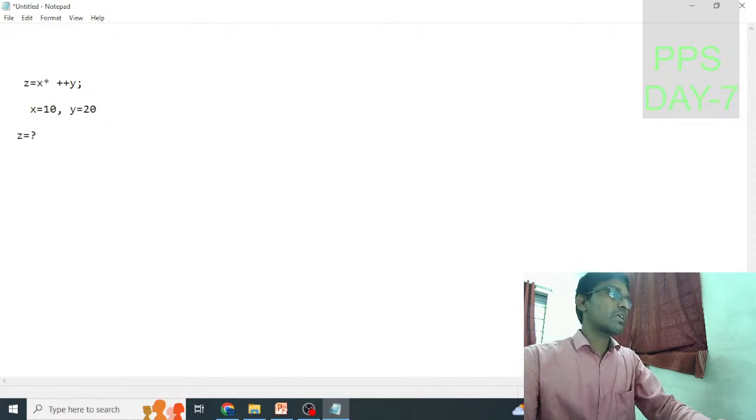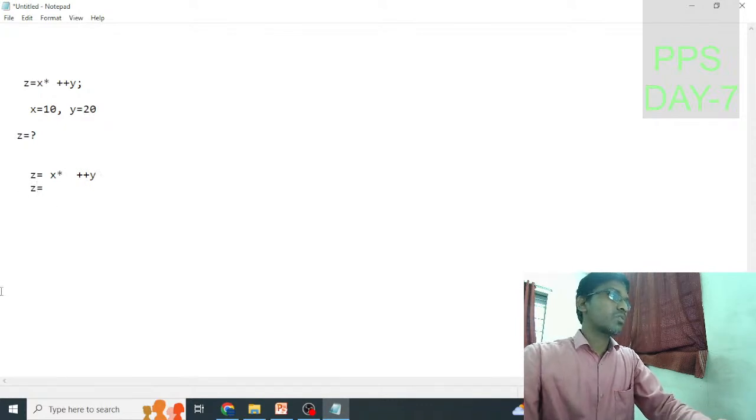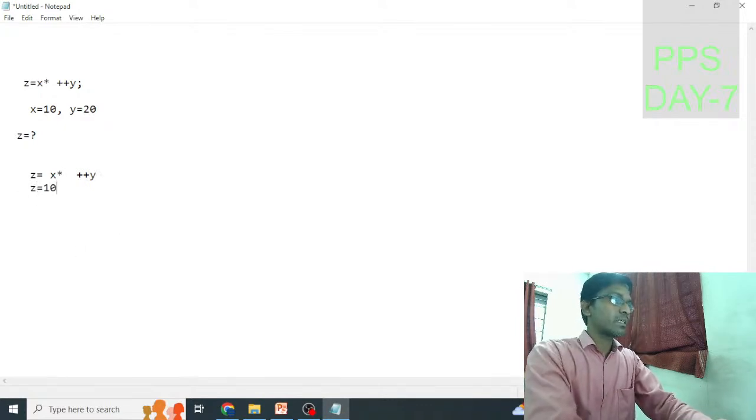So what is the value of z here? Here z is equal to x into ++y. I am writing the expression x * ++y. So z is equal to the x value. What is the x value here? I assigned it, so that is 10.